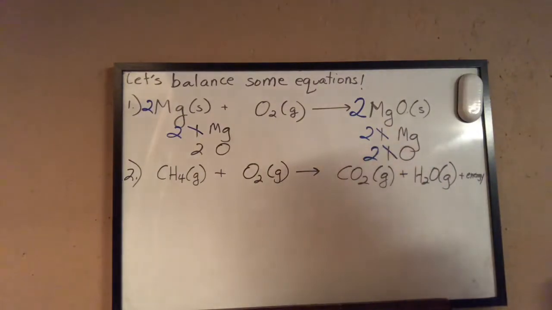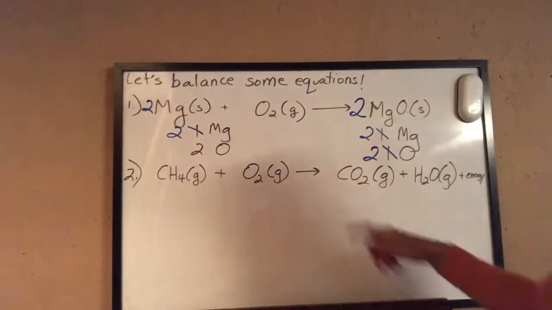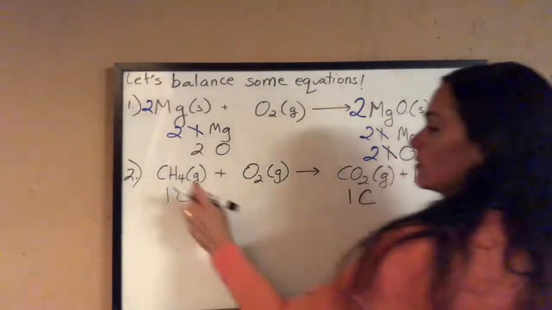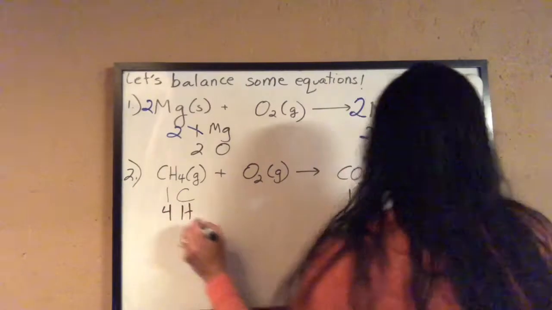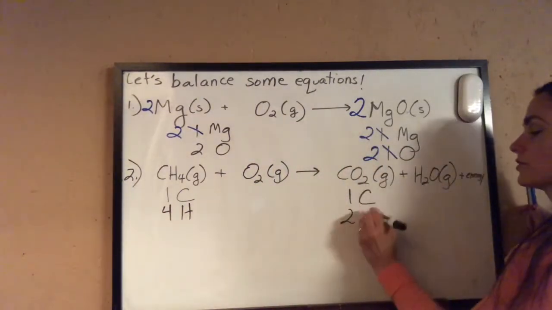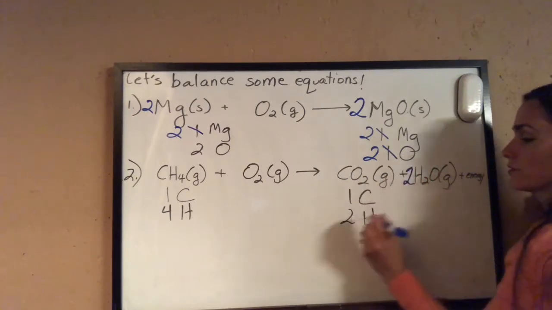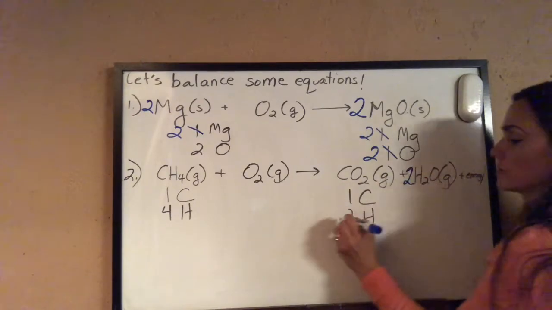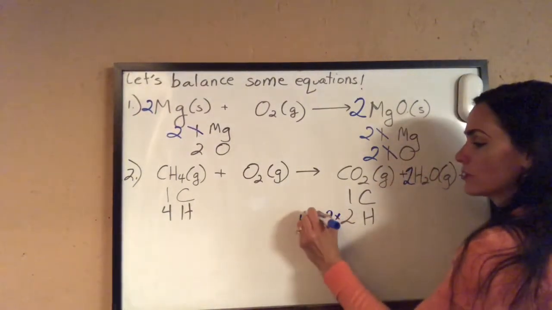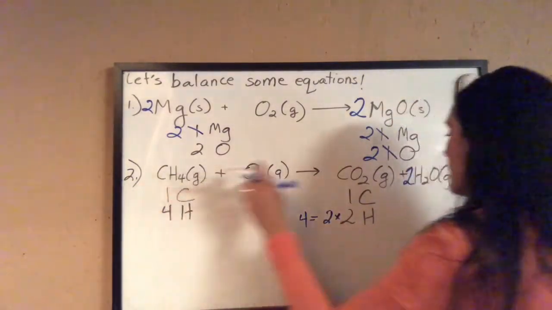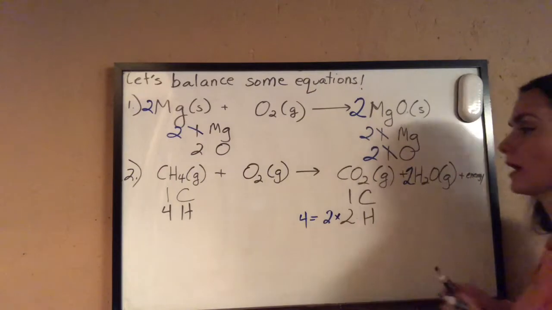Now, this reaction, we have 1 carbon, 4 hydrogens, and over here 2 hydrogens. All right, let's fix the hydrogens. 2 hydrogens. Here, 2 times 2, 4 hydrogens. Okay, so we're good so far. 1 carbon, 4 hydrogens, 2 times 2, 4 hydrogens.